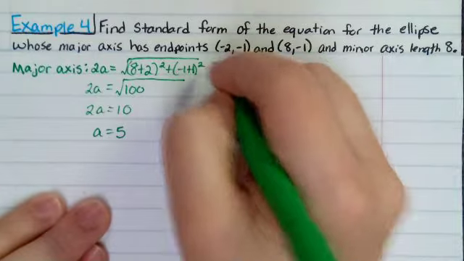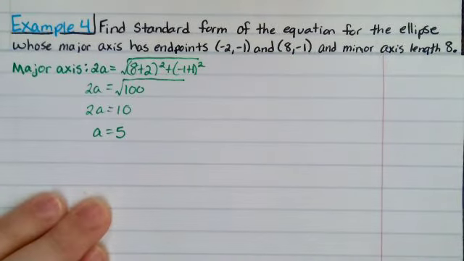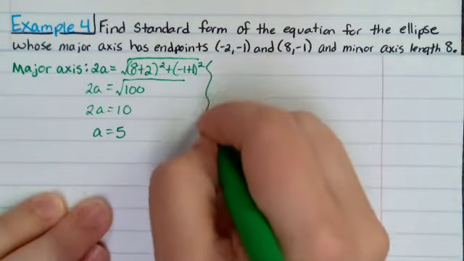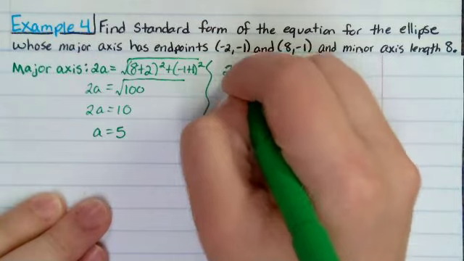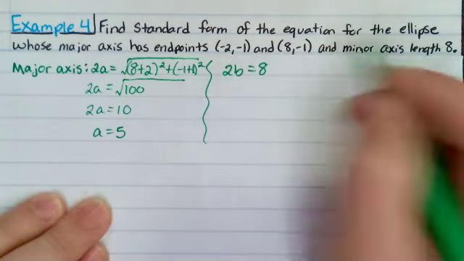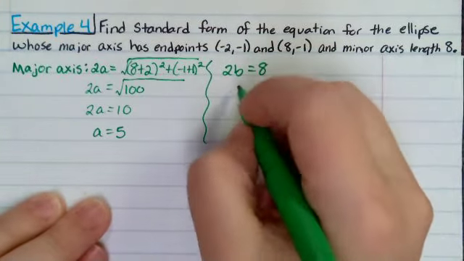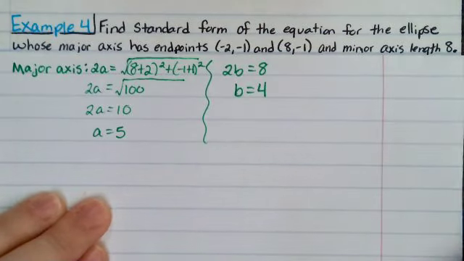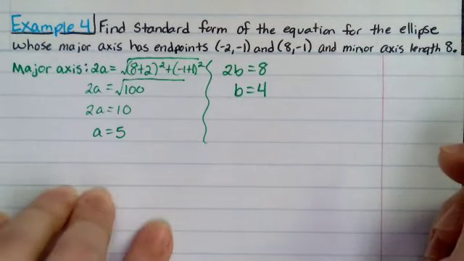Okay, the next thing that I really should find if I'm doing the standard equation is I also am going to need a b value. They had told me that the minor axis had a length of 8. So that's pretty simple. Like our last one, if our minor axis was given to us, you can just say 2b equals that number, which means b would be 4. And then what did they say? What else do we need?